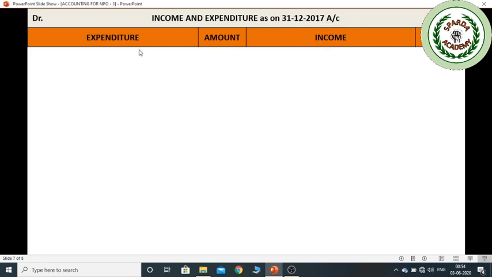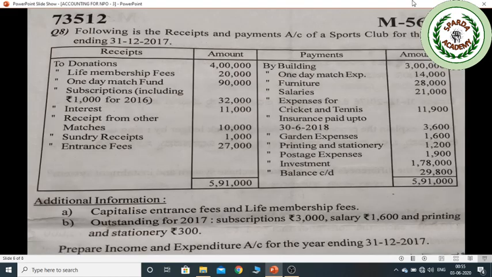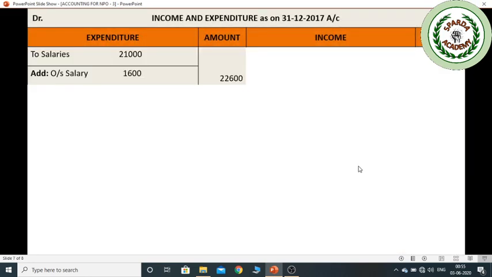Right? Income and expenditure account. Expenses are written on the debit side and incomes are written on the credit side. Okay, let us write expenditure first. To salaries, 21,000 is there. You can see it in the question paper here, 21,000 is there, and along with that 1600 is the adjustment. So again and again I will not show this, so we will easily get to know the information. Outstanding salary 1600, put together 22,600.